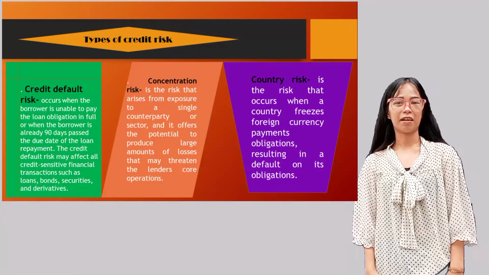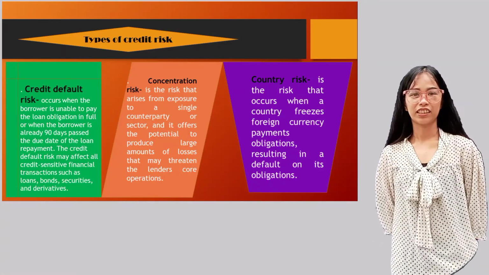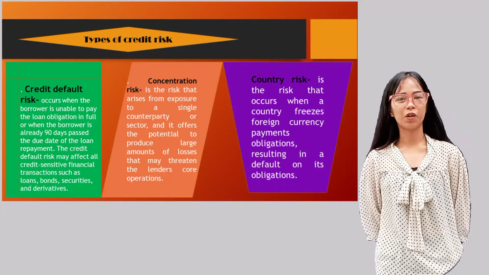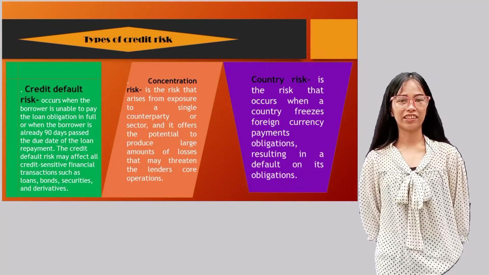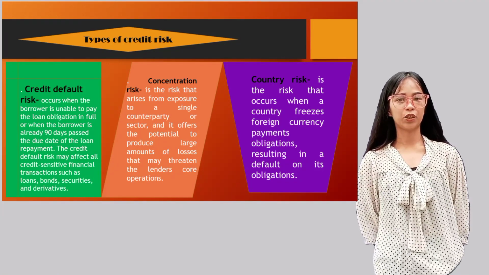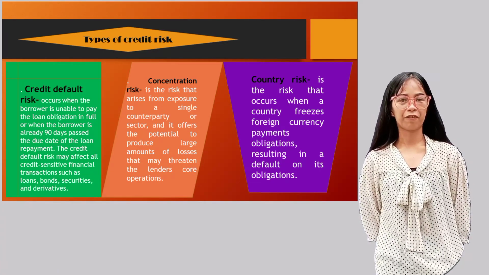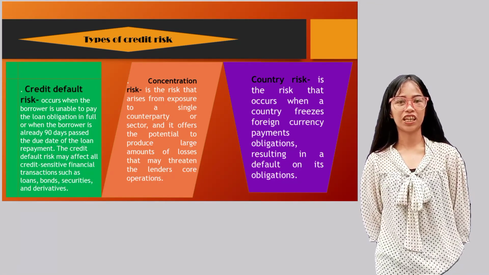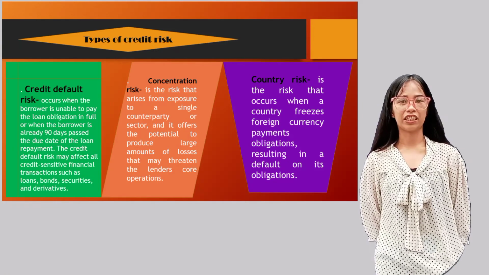There are 3 types of credit risk. First is credit default risk. It occurs when the borrower is unable to pay the loan obligation in full or when the borrower is already 90 days past the due date of the loan repayment. The credit default risk may affect all credit-sensitive financial transactions such as loans, bonds, securities, and derivatives.